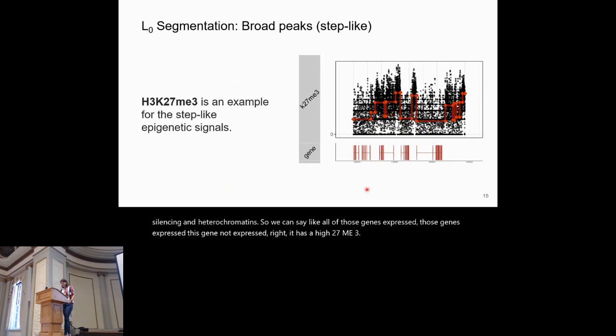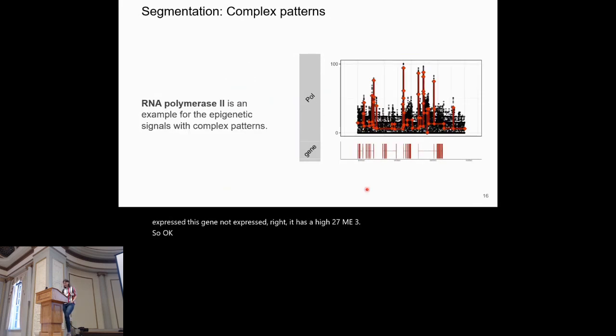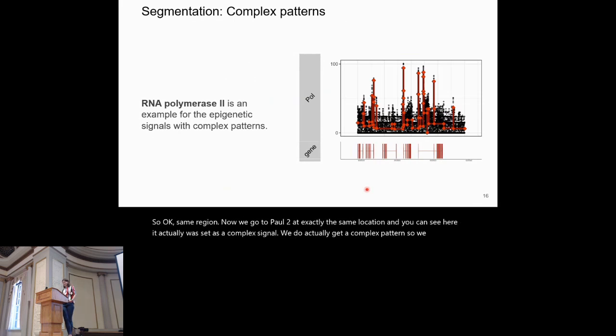Okay, same region. Now we go to Pol 2 in exactly the same location. And you can see here, we said it's a complex signal, and we do actually get a complex pattern. So we have some sharp peaks, we have some broad peaks, we have some more complicated structures, and I'll come back to that in a second.